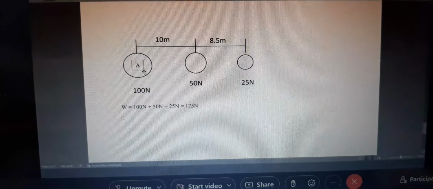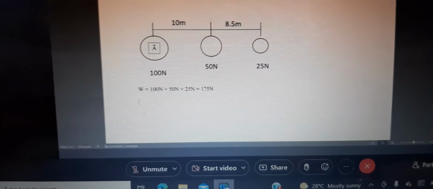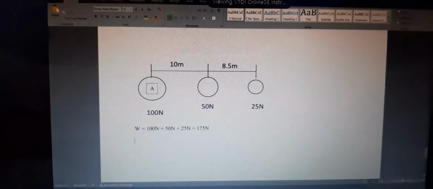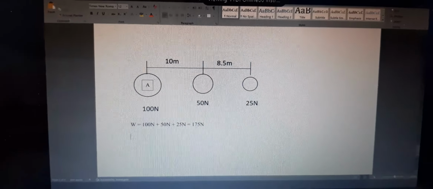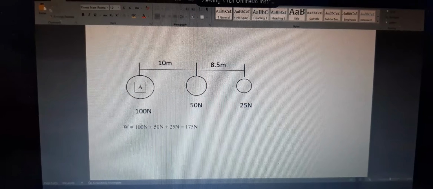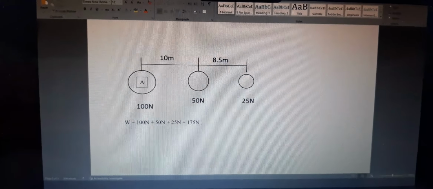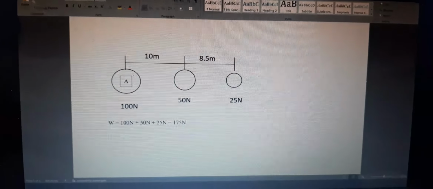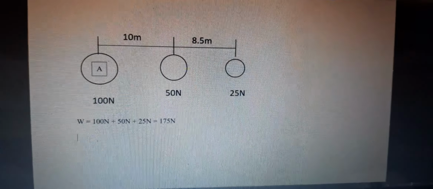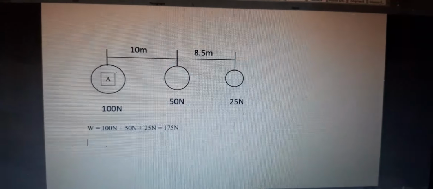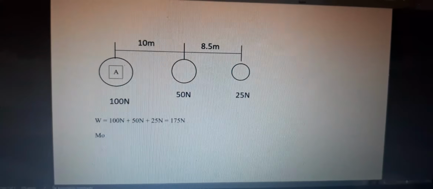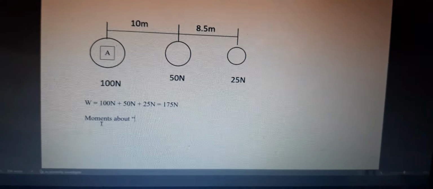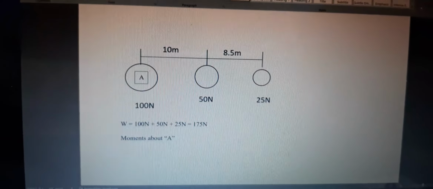In this case, I'm choosing A right here to be my pivot point. Good? So, when you're doing any design, any structure, ideally the engineer, the drafter and the designer choose where the loads are applied and so forth. So yes, we're choosing the point of application. So moments, we're going to take moments about A, that point A that I've selected.